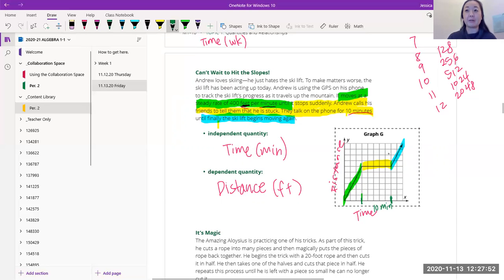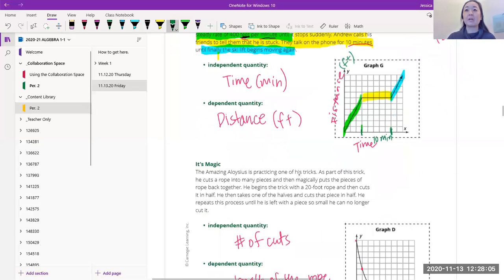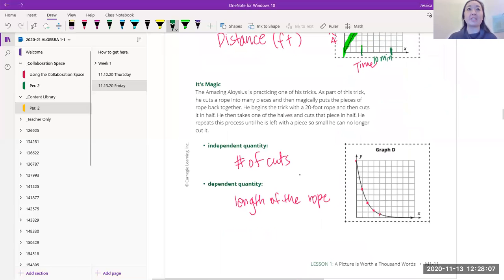I do not know how tall this mountain is, but this is the distance. Remember, we did not write this in here. So it's distance in feet. Okay. Our GPS is tracking that. How much we have actually traveled, not we, Andrew has actually traveled. All right.